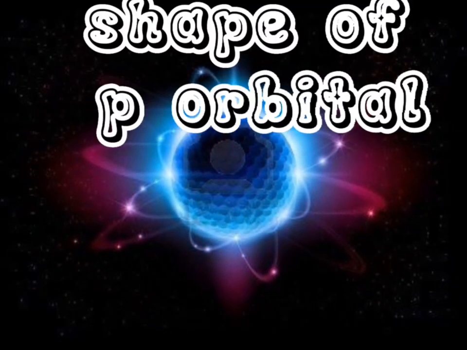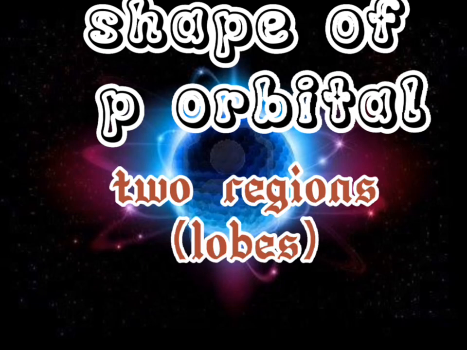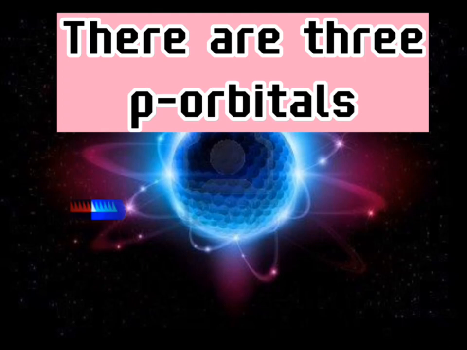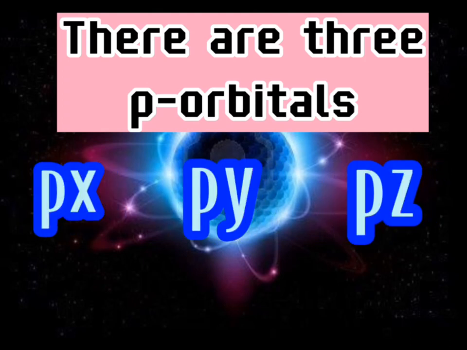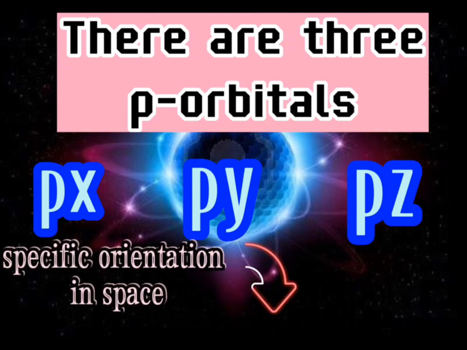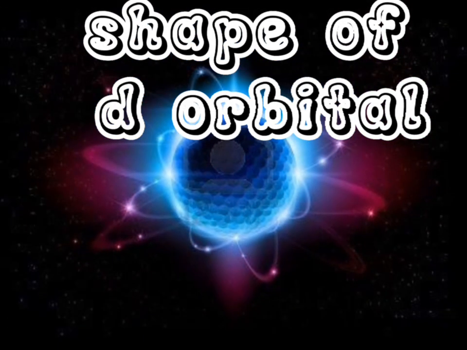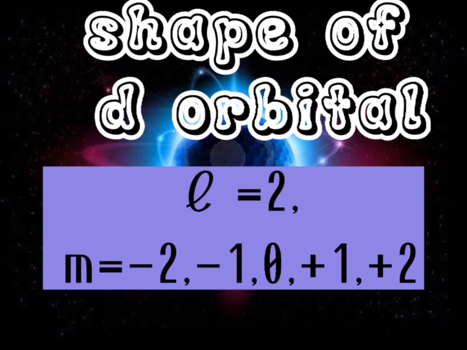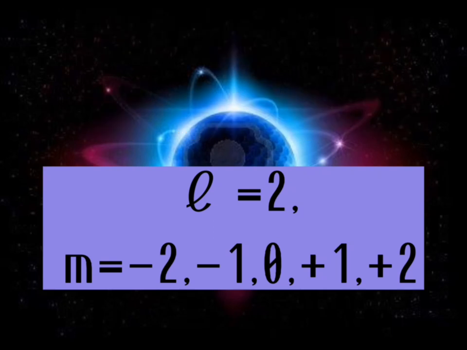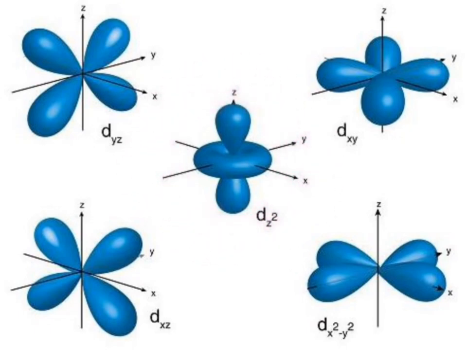Now we want to explain to you guys about the shape of the p orbital. The p orbital has 2 regions or lobes and is dumbbell shaped. There are 3 p orbitals, which are px, py, and pz. Each has a specific orientation in space. This is because when l equals 1, the number of m values is 3, which are -1, 0, and +1. Next is the shape of the d orbital. When l equals 2, there are 5 m values: -2, -1, 0, +1, and +2. The dz² orbital has 2 major lobes lying along the z axis and a donut-shaped region at the center. The other 4 orbitals are cloverleaf shaped.